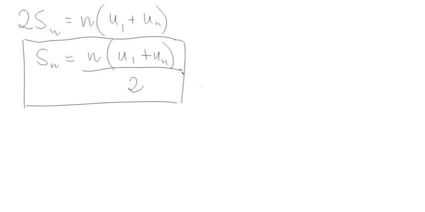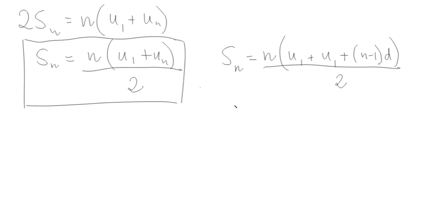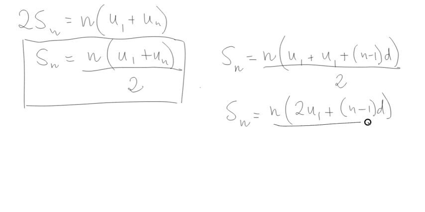And you might also see this written in another form. If we replace un with its definition, for arithmetic sequences, this would be n lots of u1 plus u1 plus n minus 1 lots of d, divided by 2. So you might also see this as Sn, the sum to n terms in an arithmetic sequence, equals n lots of 2u1 plus n minus 1 d, all over 2.